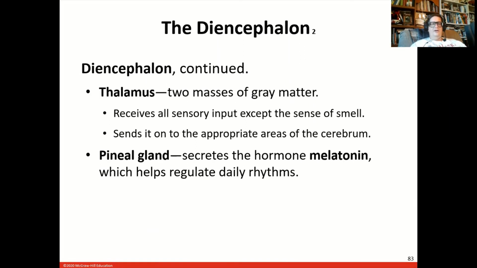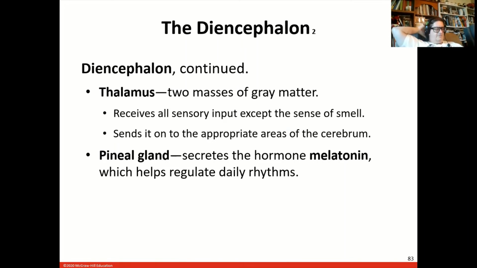So the thalamus is two masses of gray matter. All the senses go through there except your sense of smell, and they are sent on from there to the appropriate spot.